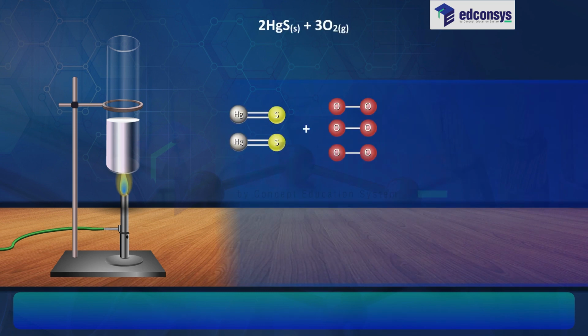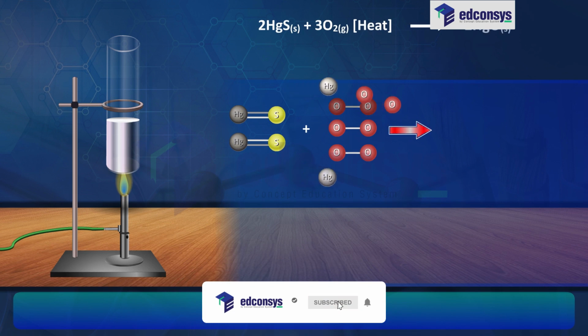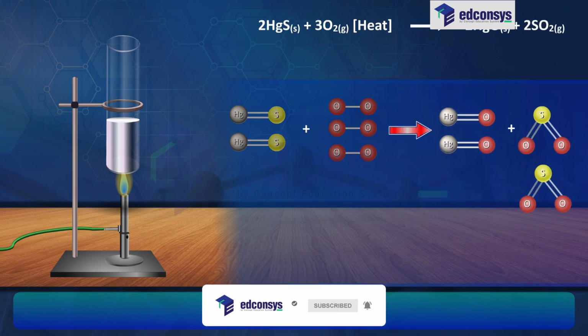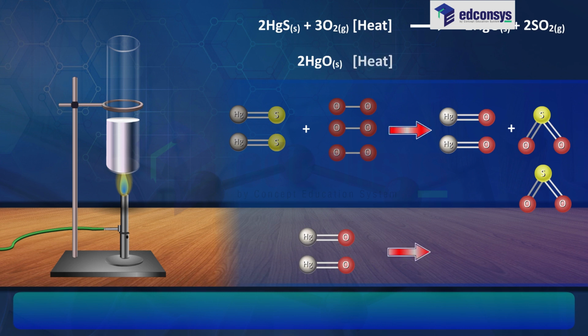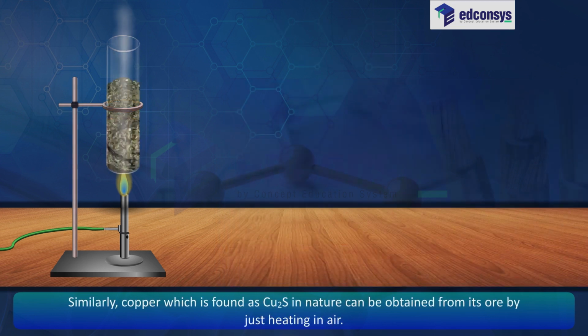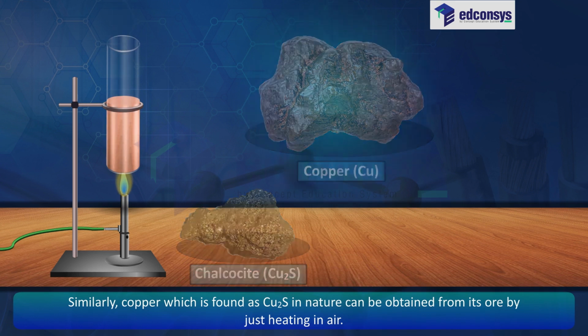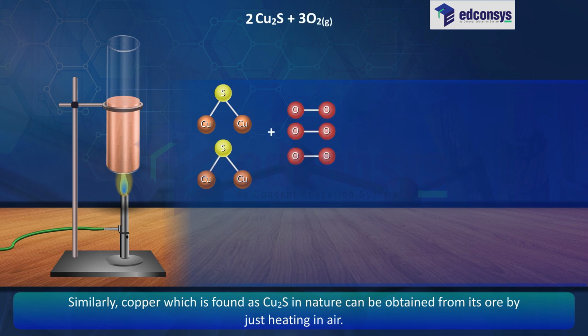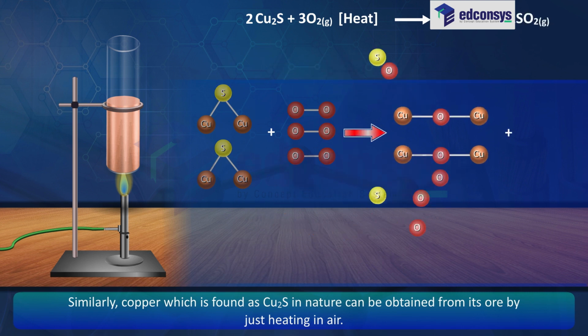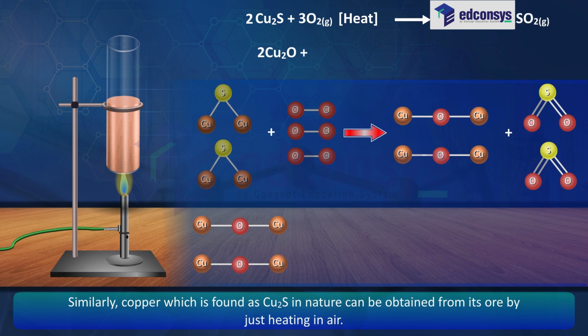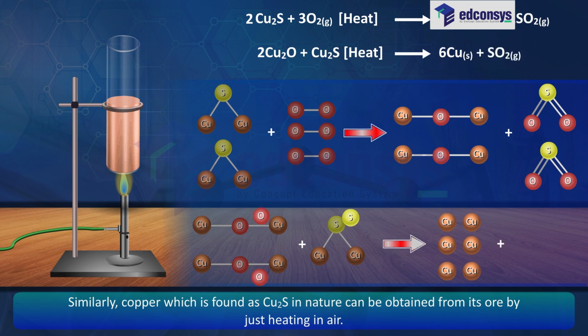2HgS plus 3O2 in the presence of heat gives 2HgO plus 2SO2. 2HgO in the presence of heat gives 2Hg plus O2. Similarly, copper, which is found as Cu2S in nature, can be obtained from its ore by just heating in air. 2Cu2S plus 3O2 in the presence of heat gives 2Cu2O plus 2SO2. 2Cu2O plus Cu2S in the presence of heat gives 6Cu plus SO2.